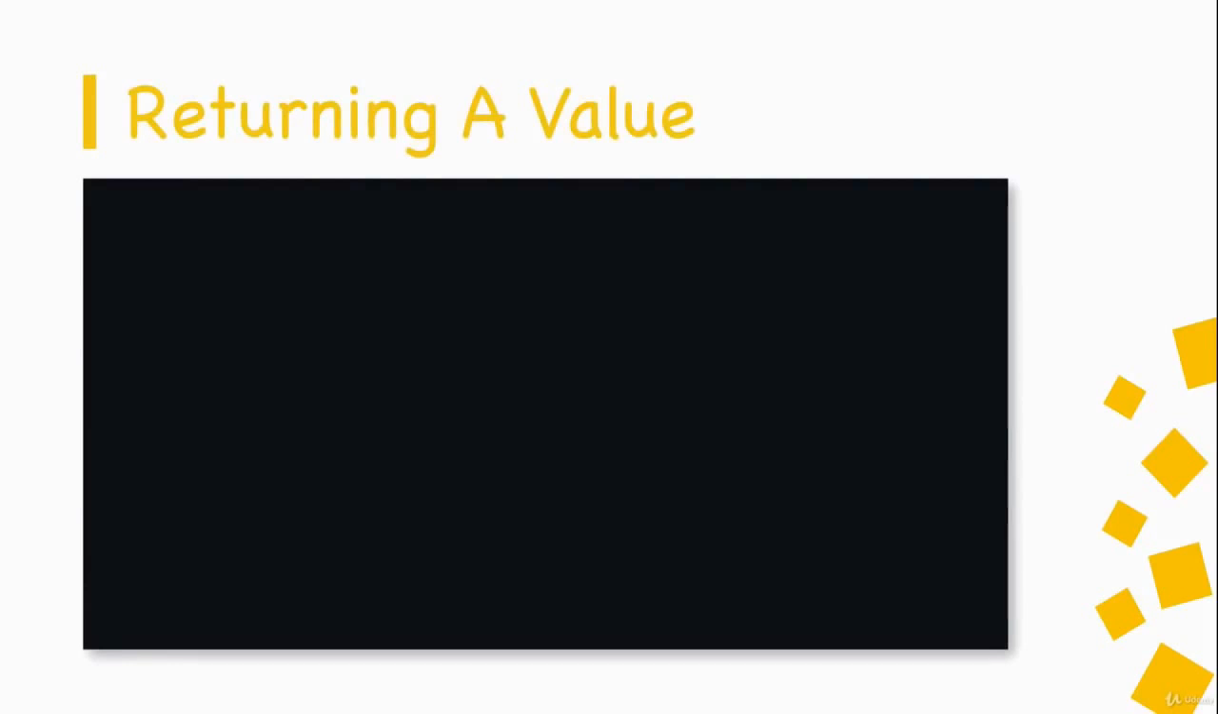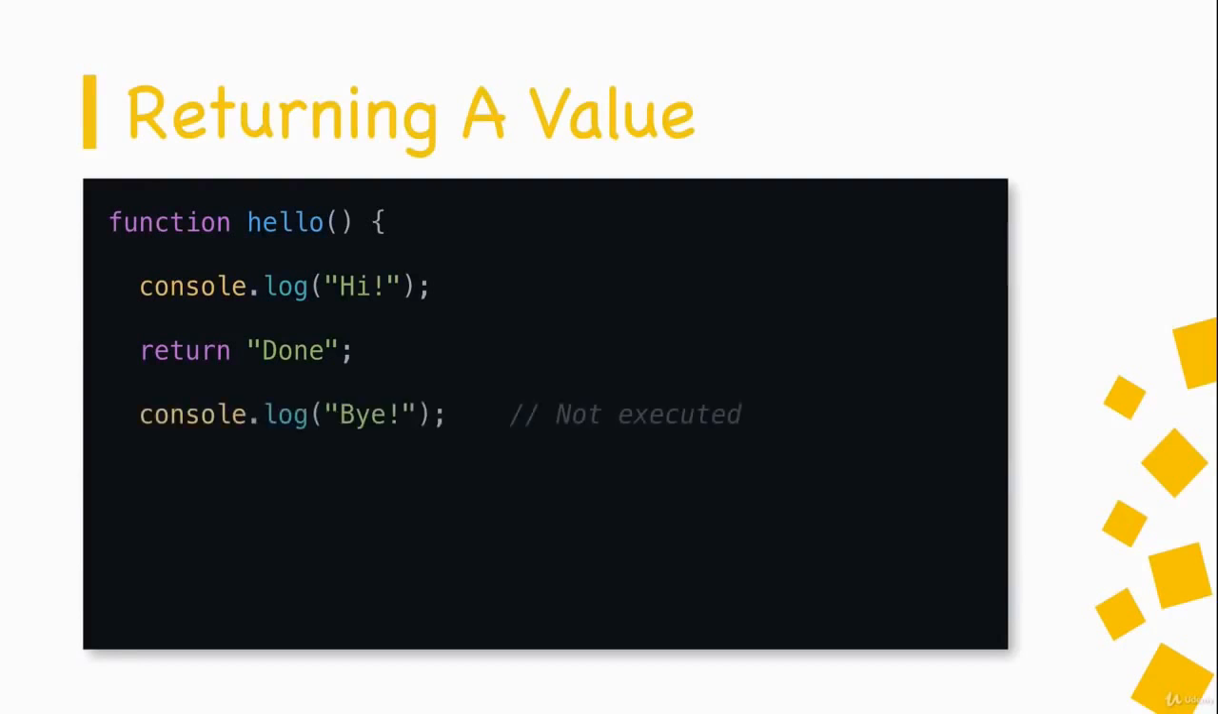Now just returning from a function without doing anything is not very useful. Oftentimes you'll actually be returning a value instead. For example, let's define the same function again. So function hello, pair of parentheses and then the starting curly brace. And then we type in console.log('hi'). So we log the string hi to the console. And then we type in return and then a value. So the return statement can actually return a value if you want. In this case, we want to return the string done. And then again, we type in console.log('bye'). And then we end the function.